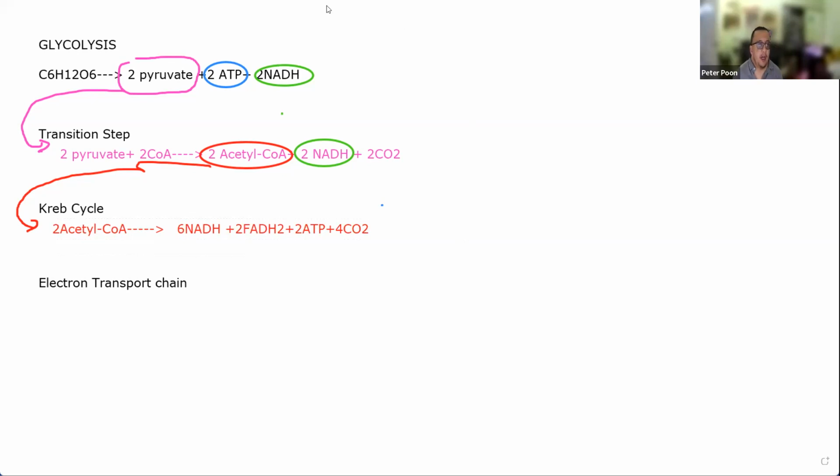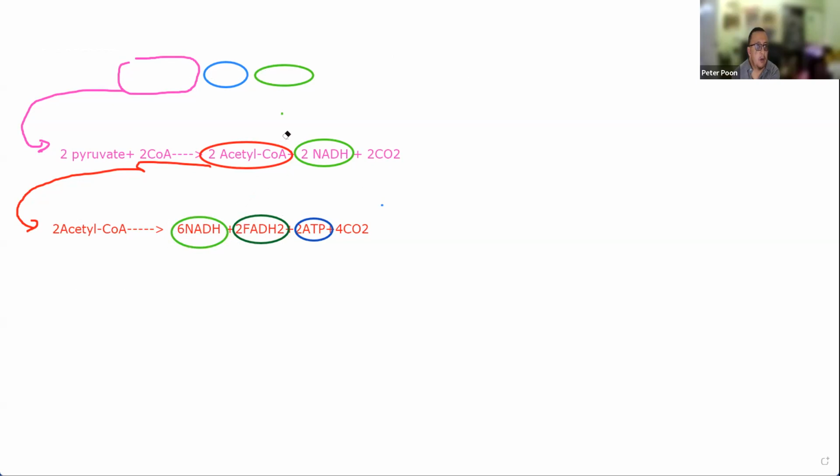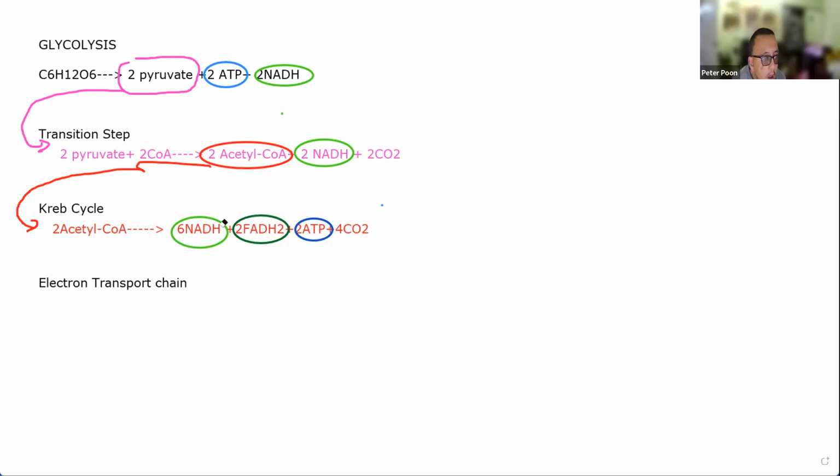Okay, so again, the blue is an ATP, the green is an NADH, and we'll make this the dark green.